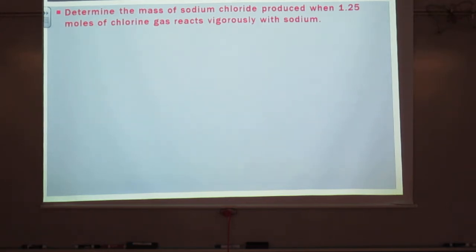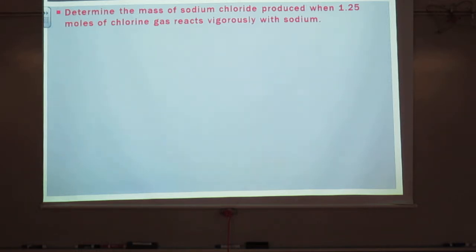And this example has an extra step to it because we're not only going to moles like we did in the last problem, where we started with moles and we went to moles, but in this problem we're going to be starting with moles and going to mass. So that means starting with the moles and going to grams.